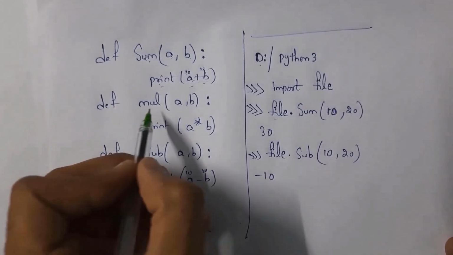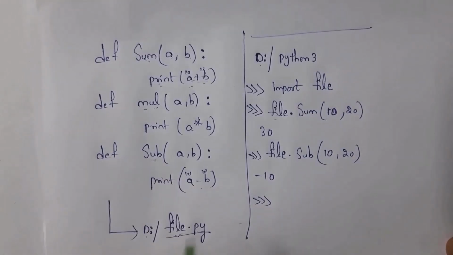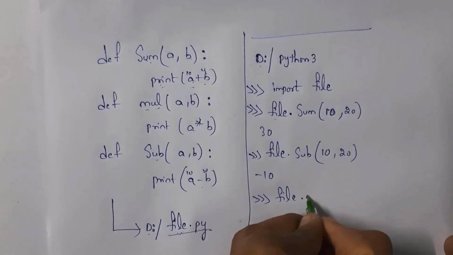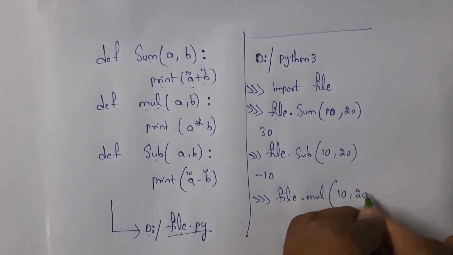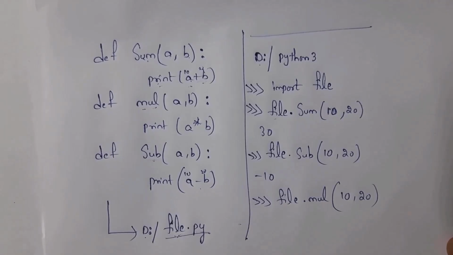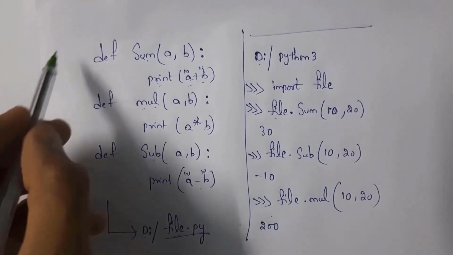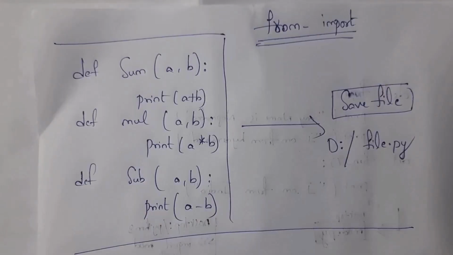For example, I want to perform multiplication. So just write the module name, file dot function name, that is mul. Give two values, 10 comma 20, and whenever you click enter you will get output, that is 10 into 20, that is 200. This is my output. This is how we create a module and import a module. Next I will explain what is the use of from and import keyword.